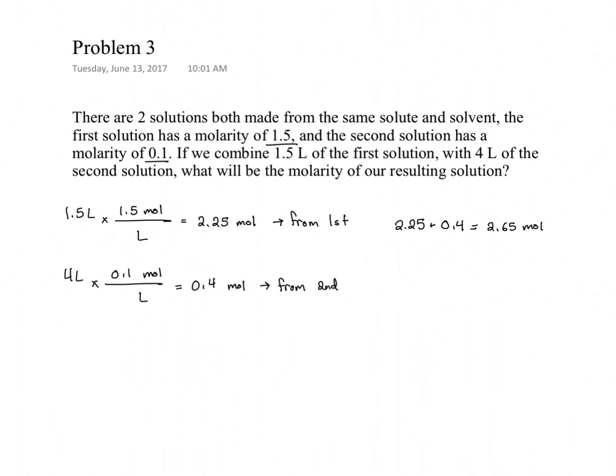So we will have a total of 2.65 moles, and we're combining 1.5 liters with 4 liters, which is going to get us 5.5 liters. And so, again, we just plug this into our formula for molarity, which is moles over liters. 2.65 moles over 5.5 liters is equal to, rounding, 0.5 molarity.